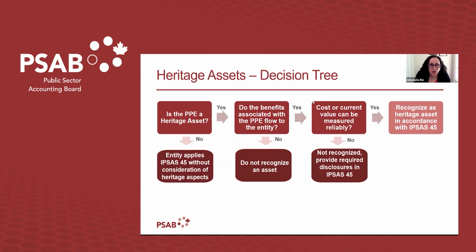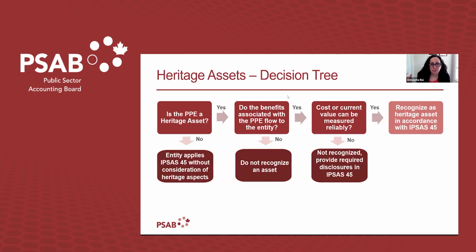Thank you, Camilla. Once we've identified a heritage asset, what's the next step in terms of the accounting for it? The next step is to determine if the item meets the first recognition criterion for PP&E. This means asking if it's probable that future economic benefits or service potential will flow to the entity. If not, no asset is recognized. If the economic benefits do flow to the entity, we then consider the second recognition criterion. Can the cost or current value of the item be measured reliably? If not, the entity won't recognize the heritage asset, but will need to make disclosure as required by IPSAS 45.